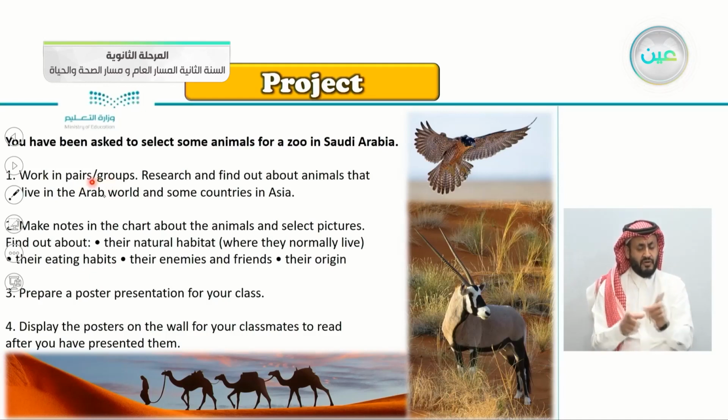Work in pairs or in groups. Research and find out about animals that live in the Arab world and some countries in Asia. Make notes in the chart about the animals and select pictures. Find out about their natural habitat, meaning where they normally live, their eating habits or their diet, their enemies and friends, their origin. Prepare a poster presentation for your class. Display the poster on the wall for your classmates to read after you have presented.